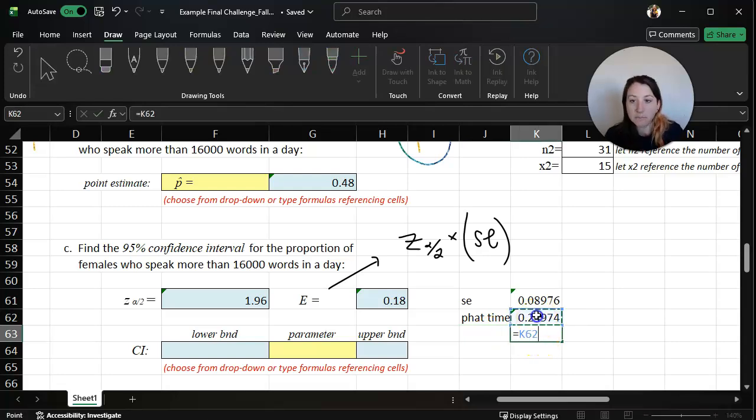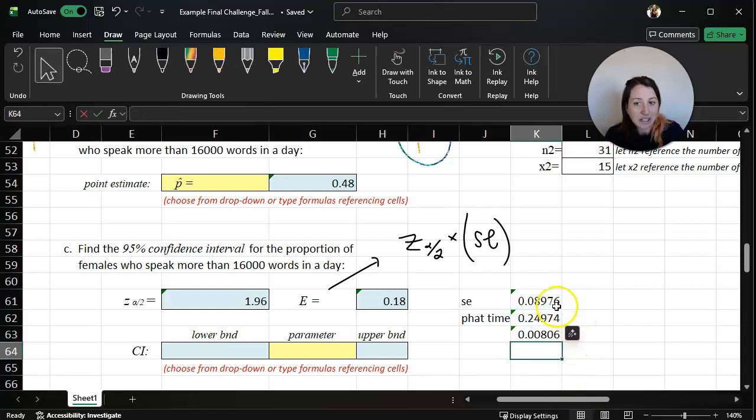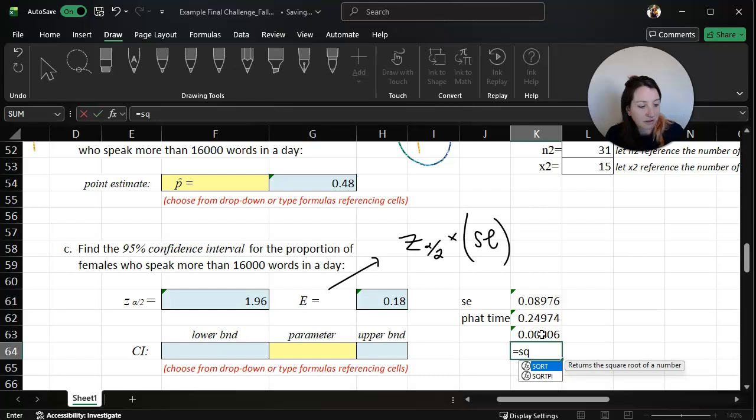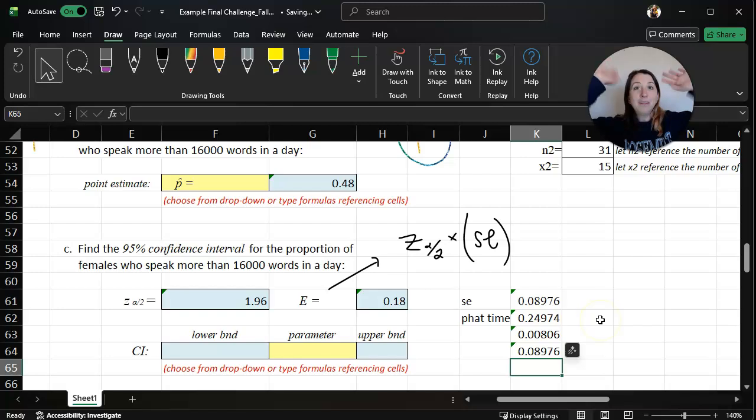Here we could have p hat times 1 minus p hat divided by n. So I came up and grabbed this n. Okay. Then we need to take the square root of it. So then we can take the square root of that value. And again, as long as you're self-referencing all of these, it's taking the exact values, and you can break it apart as much as you need to. So when we hit enter here, we should be getting the same thing that we got up here for the standard error. And we did.